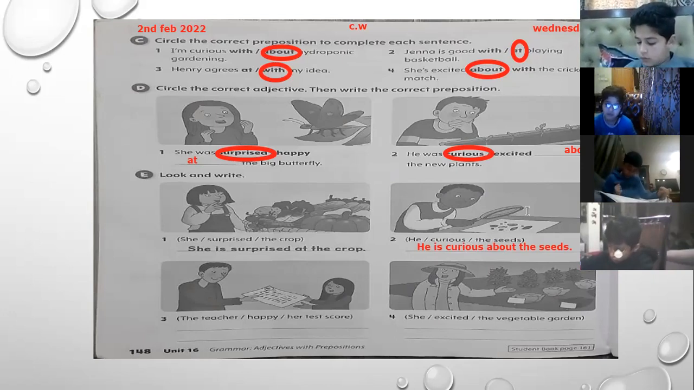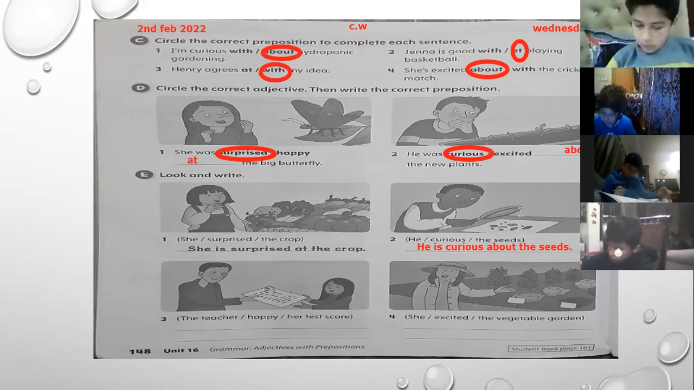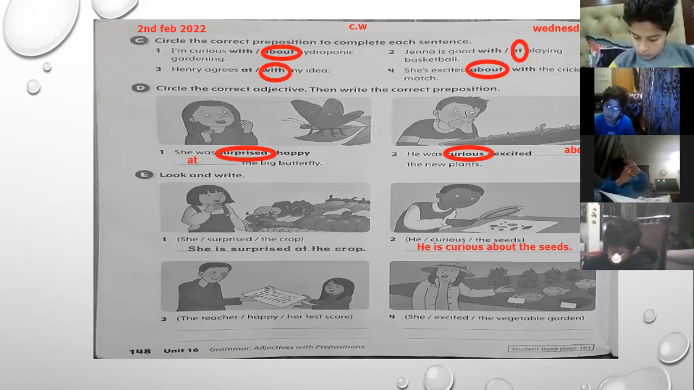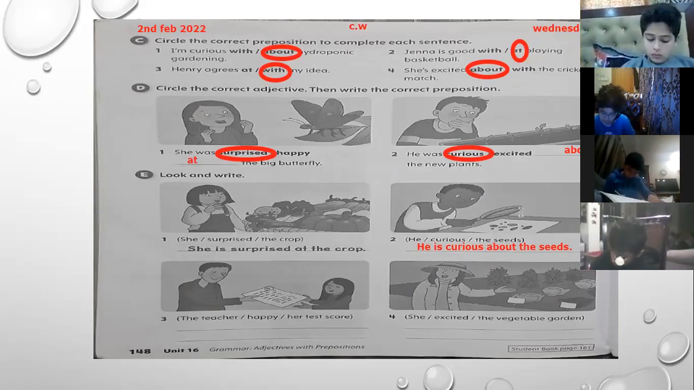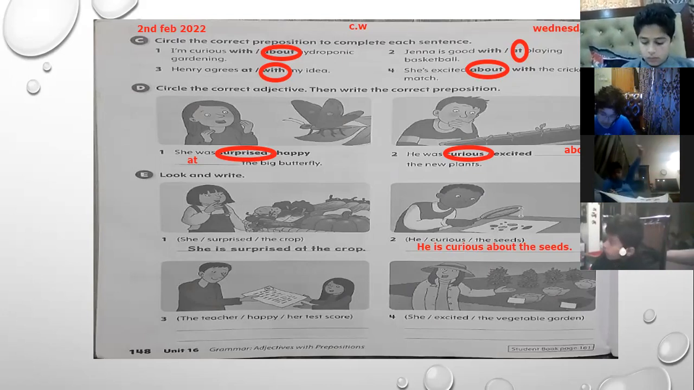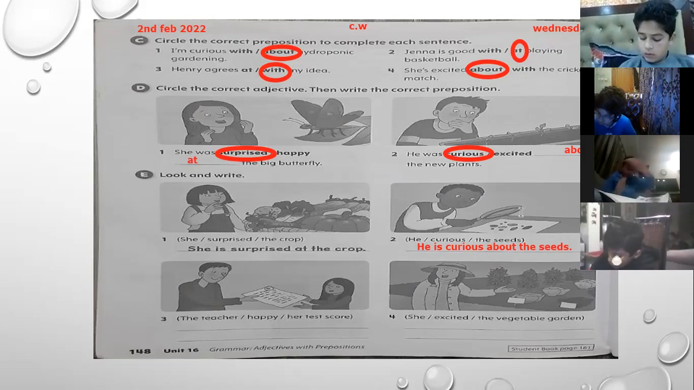Do you really think that about would be used? About is used in some other ways. Like for example, as you see that when you are curious about something, right? But when you say happy, happy would not be used in a context of about. Like you cannot use about with happy.